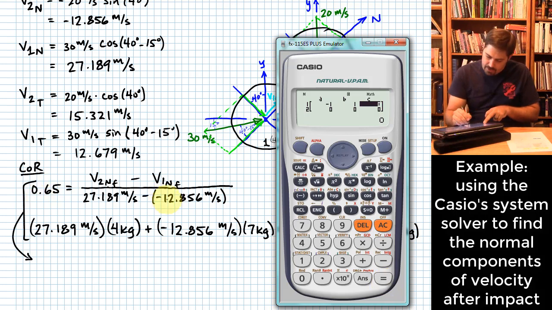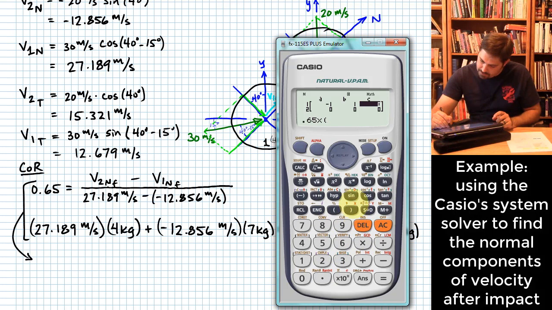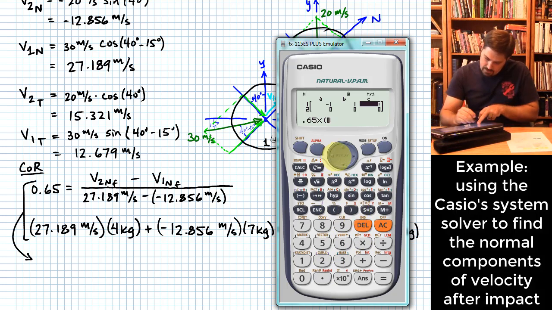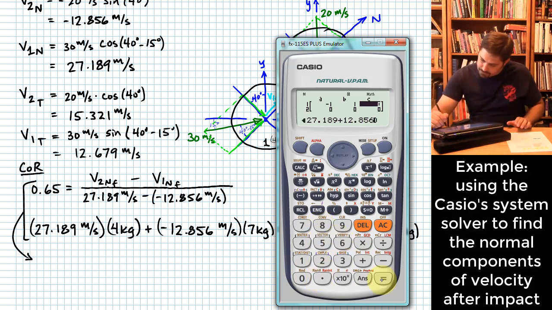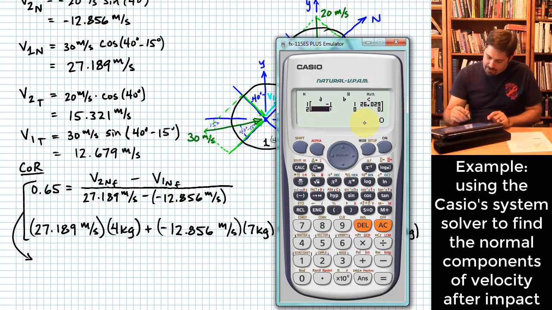And now we take all of this other stuff and put it in that last term of C there in the calculator. So I have 0.65 times 27.189 plus 12.856. All right, so there's that.